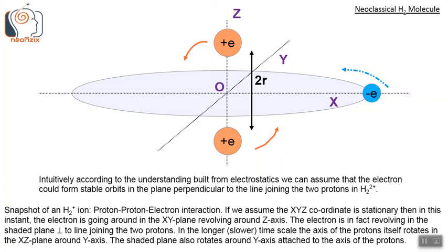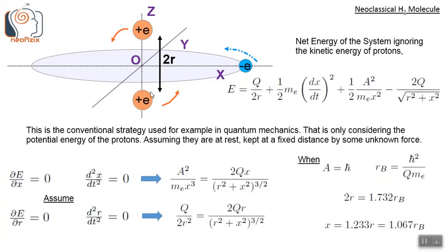So the net energy of this three particle system, ignoring the kinetic energy of the protons, is shown here. That is E equals Q by 2R plus half me (dx/dt) squared plus half a squared by me x squared minus 2q by square root of r squared plus x squared. So this equation is the conventional strategy used, for example, in quantum mechanics. That is only considering the potential energy of the protons, this Q by 2R term here. And the rest of the terms belong to the electron.